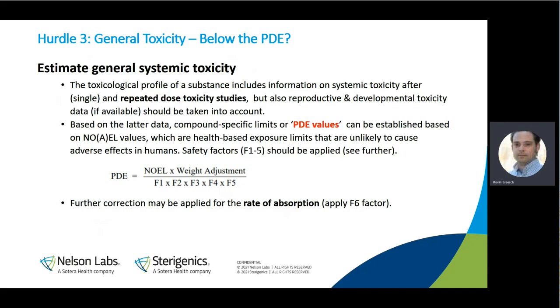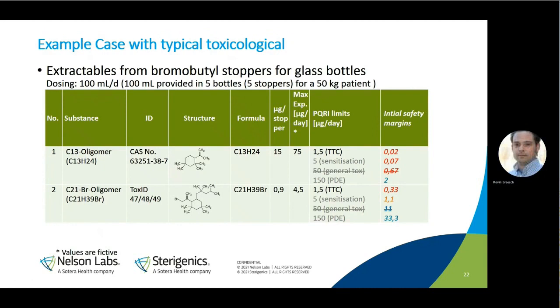And that can help you to raise the PDE level if the absorption is very high and everything goes into systemic circulation. If it's slow, then it can be more complicated to qualify the compound. Typically, if you have oral data and you don't have bioavailability data, an additional safety factor of 10 is used if you're extrapolating from oral to an IV safe dose. An example here is an extractable study from a bromobutyl stopper, like I mentioned also in the Derek evaluation. So when the oligomers come out, it's a bromobutyl stopper, so we have the brominated rubber oligomer.